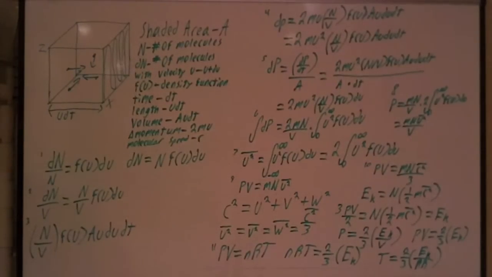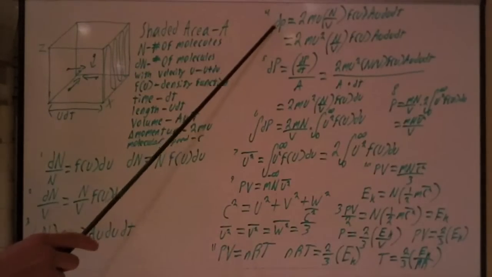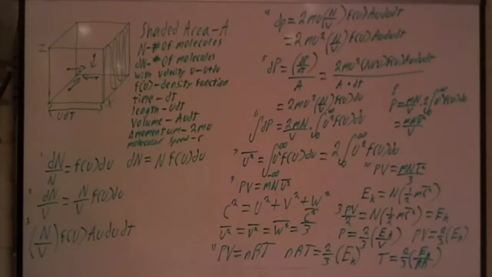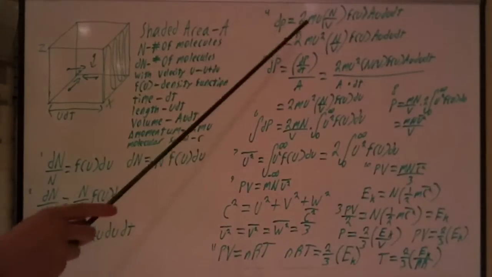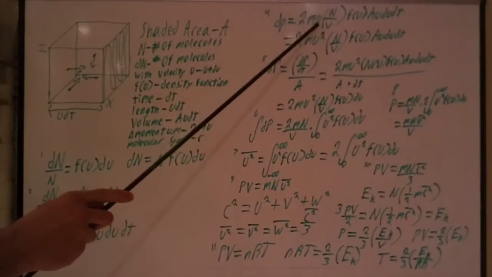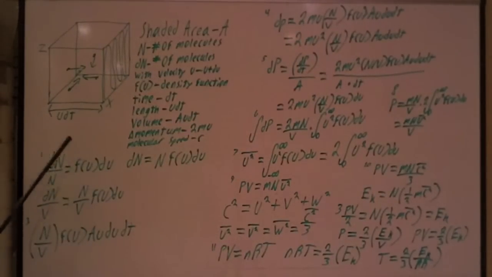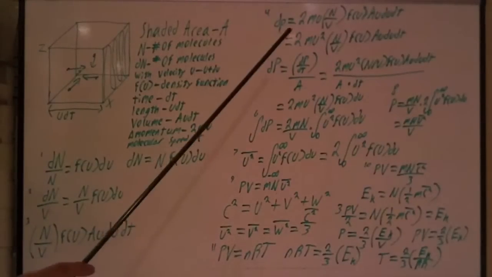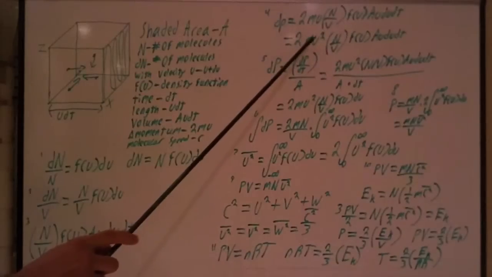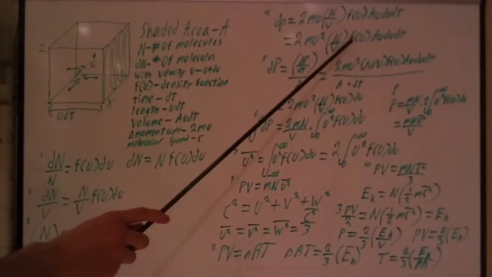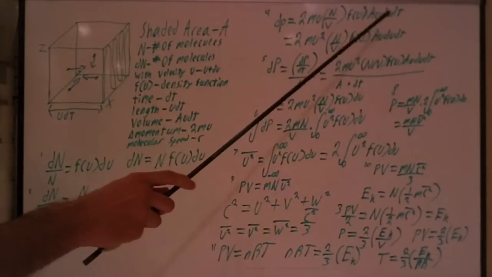Now this is per molecule. So the momentum caused per molecule can be represented as this: dp, or change in momentum, equal to 2mu n over V f(u) A u du dt. Now if we simplify that equation, we will get 2mu squared n over V f(u) A du dt.